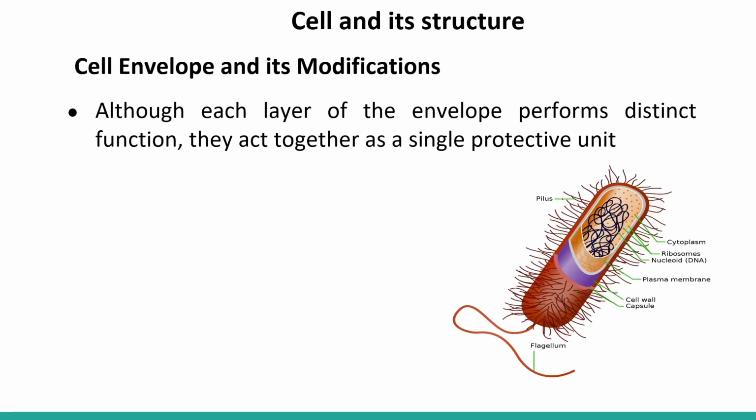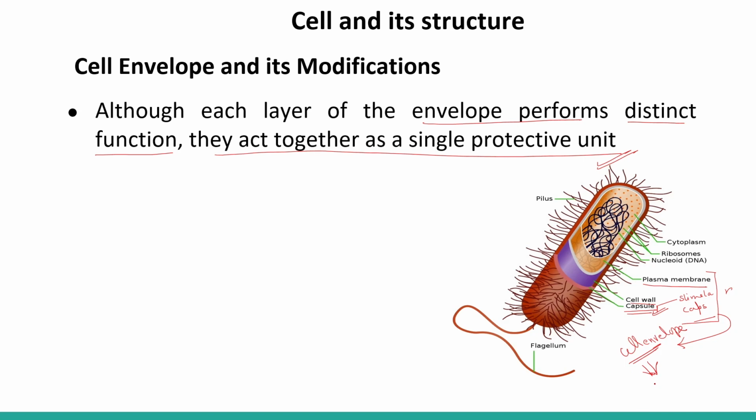Okay, so here we can see this structure: the plasma membrane is there, the cell wall is there, and the capsule is there. So we will study about the capsule. Actually, the outer layer can be present in the form of a slime layer or capsule. Although each layer of the envelope performs a distinct function, they act together as a single protective unit. So this cell envelope is meant for protection of the cell.